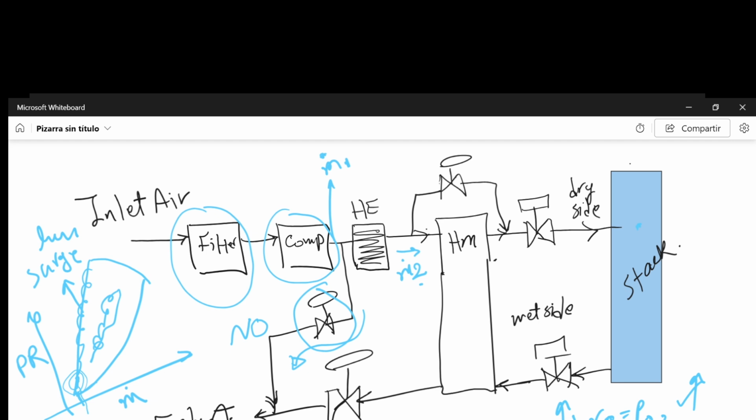Especially is important for startup and shutdown and low load. This is the reason that we need this component. The next component is the heat exchanger.